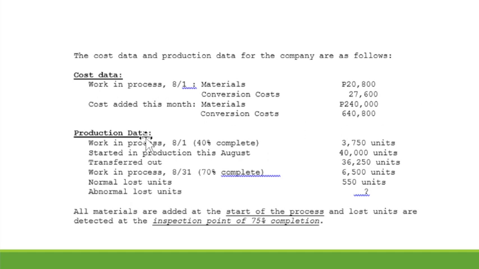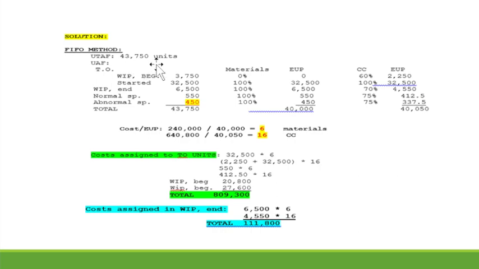Since it's units to account for, you look at the production data, not the cost data, because you are only at units to account for. What you want to know is where the inventory in your production run went. What is it? The WIP beginning, 3,750, and the units started in production this August, 40,000. Therefore, 3,750 plus 40,000 is 43,750. That is the units to account for. That is what we break down under the units accounted for.